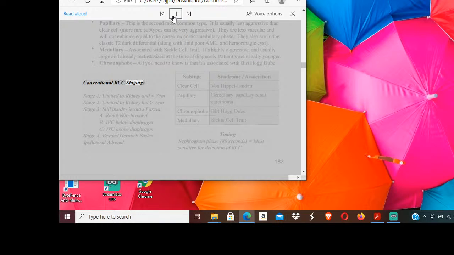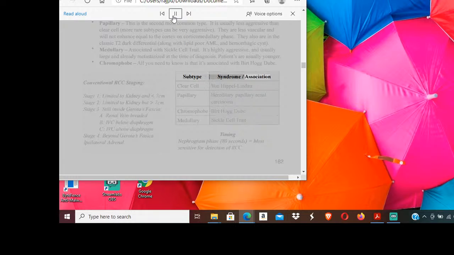Conventional RCC staging. Stage 1: limited to kidney and 7 cm or less. Stage 2: limited to kidney, but greater than 7 cm. Stage 3: still inside Gerota's fascia; A, renal vein invaded; B, IVC below diaphragm; C, IVC above diaphragm. Stage 4: beyond Gerota's fascia, ipsilateral adrenal.